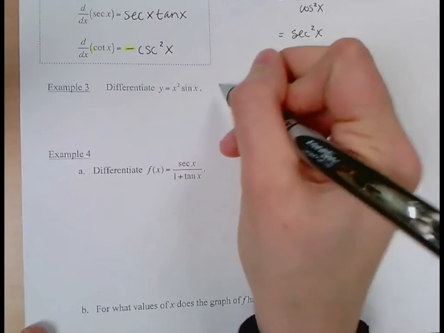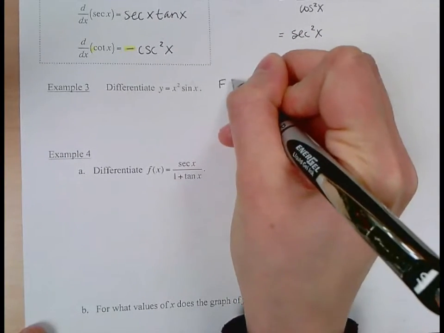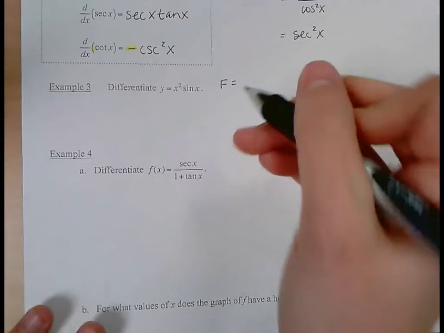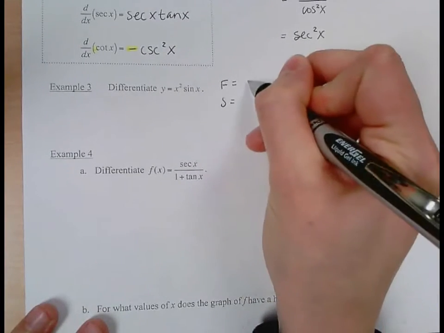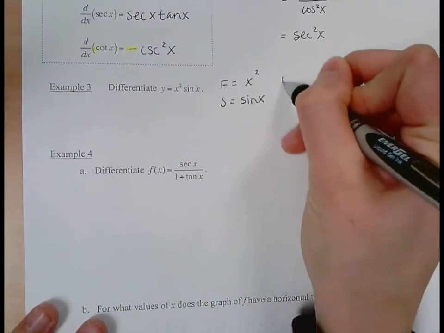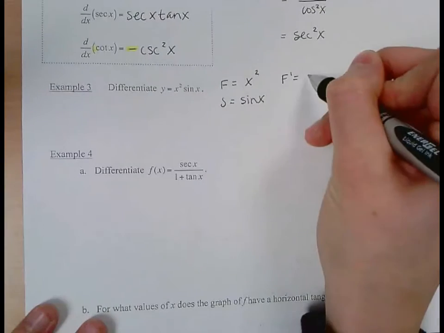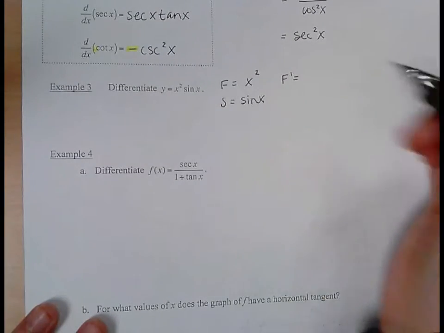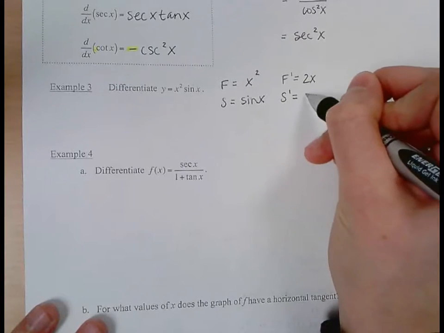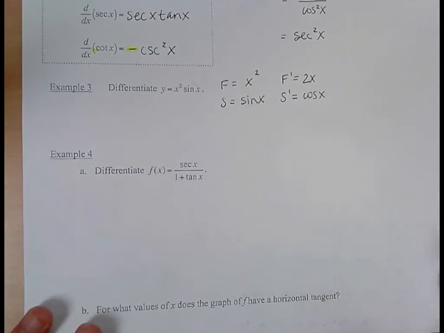So make sure you're using the product rule, not just taking the derivative of x squared times the derivative of sine. That would be incorrect. So the first function is x squared. Second is sine of x. So the derivative of the first, derivative of x squared, is 2x. Derivative of sine of x is cosine of x.